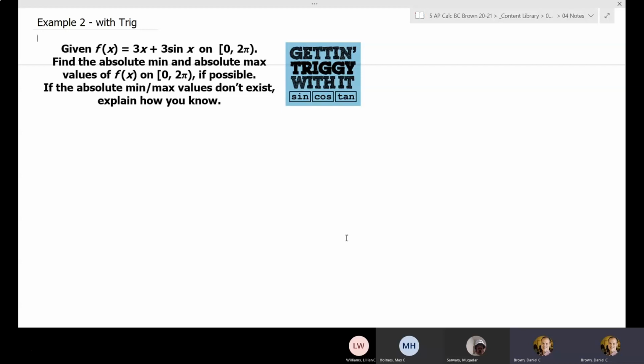So I have this function. I want you to find the absolute minimum or the absolute maximum if they exist, and then justify your answer. Again, whenever you do absolute extrema, please always pay attention to those endpoints, because those endpoints, whether they are included or not included, could potentially affect your answer.